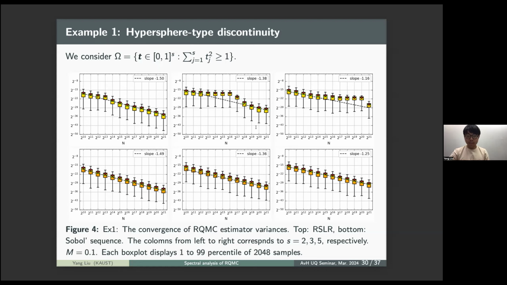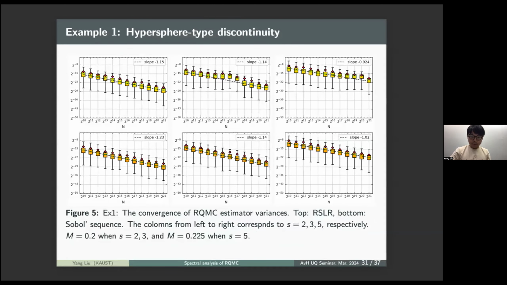And in the second plot, in the second column, we increase the dimension. So the convergence rate is closer to minus 1 minus 1 over 3. And in the third plot, in the third column, we see that the convergence rate is close to minus 1 minus 1 over 5, which is minus 1.2.